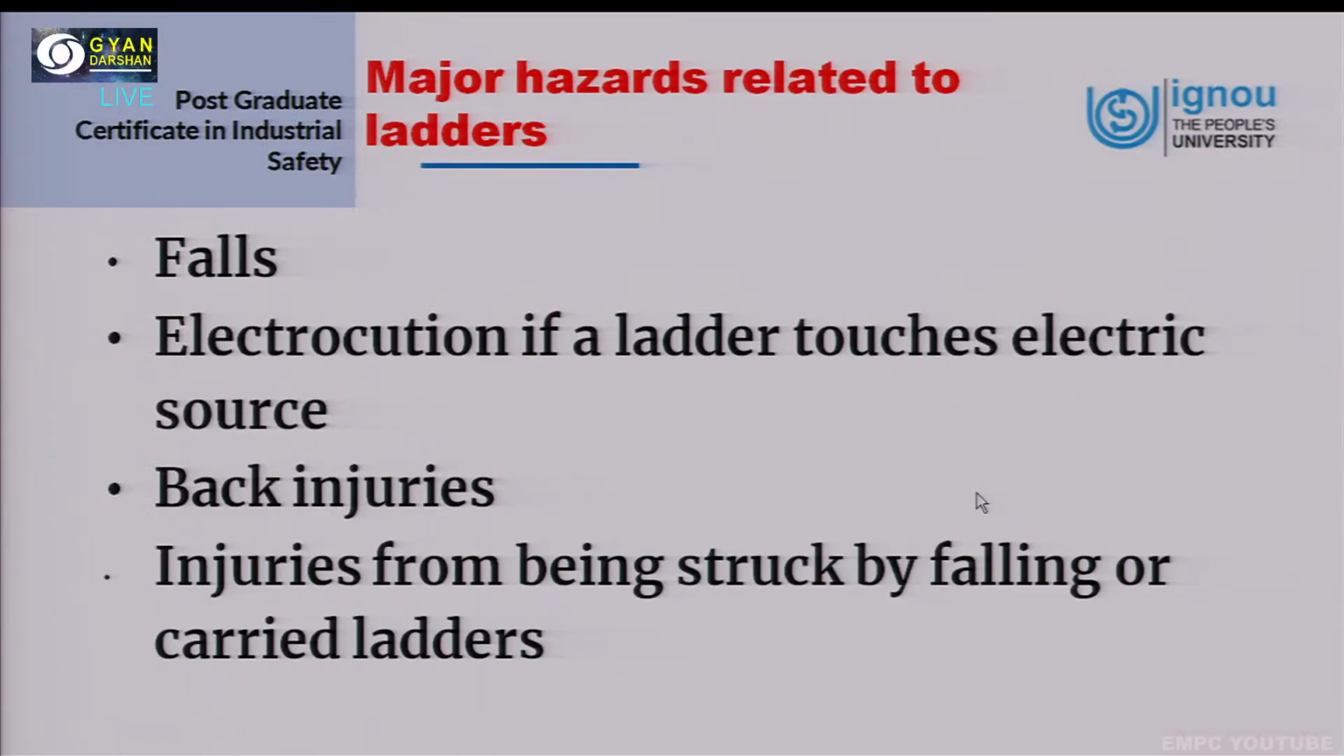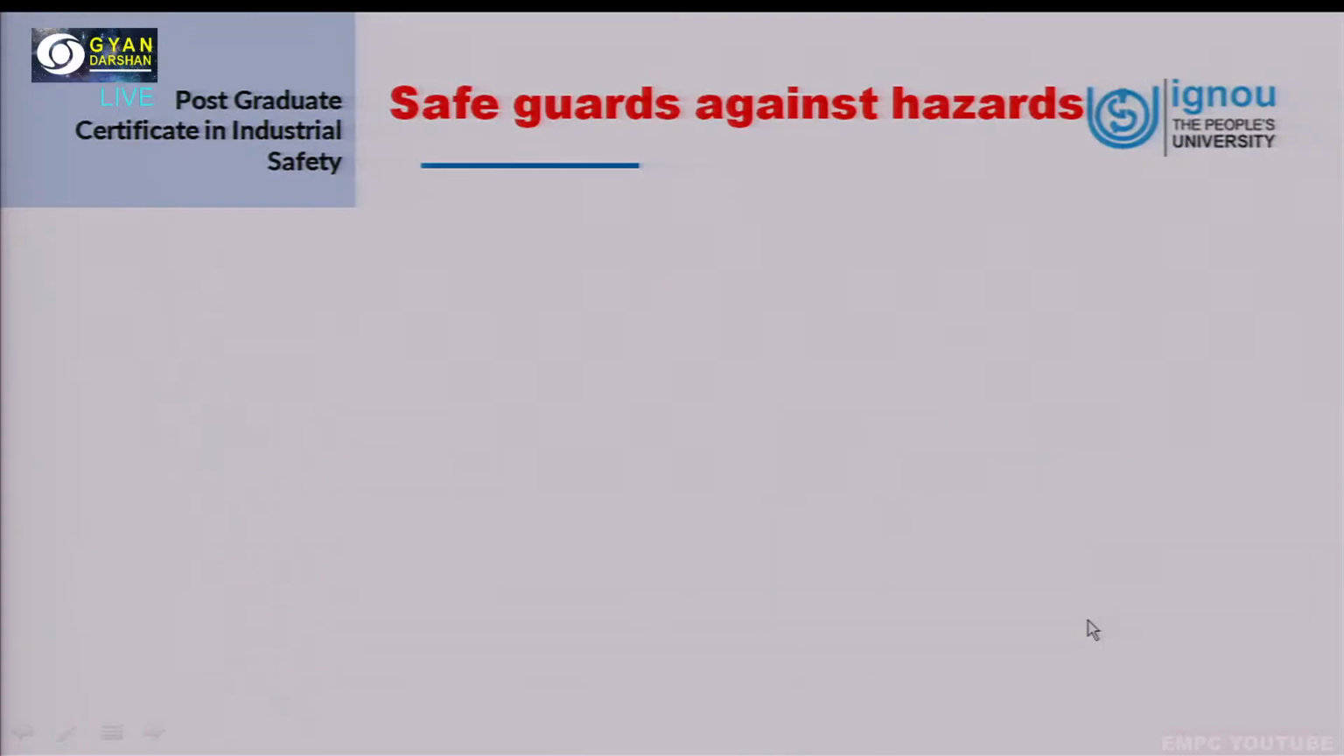The fourth major hazard is injuries from being struck by falling or carried ladders. We know that in construction sites, ladders have to be transported from one place to another. So there could be a risk of ladders falling down, or parts of ladders might hit against people and cause injuries. The way to avoid it is, as far as possible, to not carry ladders through crowded places. We also make sure that adequate indications are given to show that ladders are being transported or there is a risk of danger from ladders. Now let's look at what the safeguards are against these hazards.